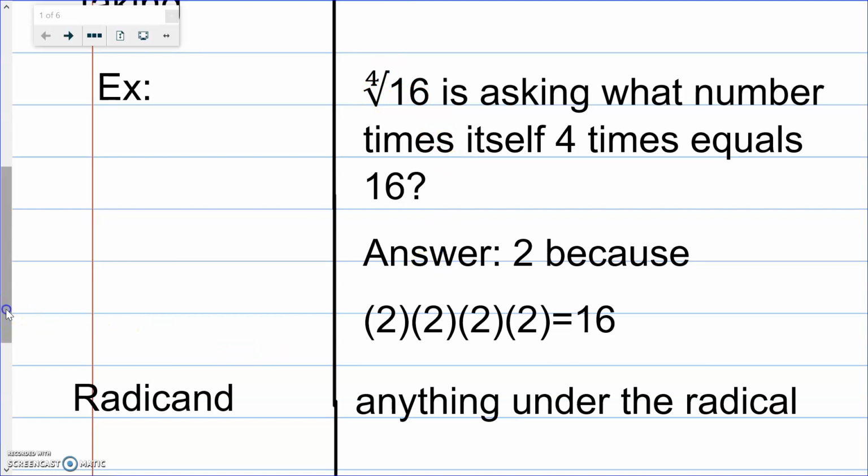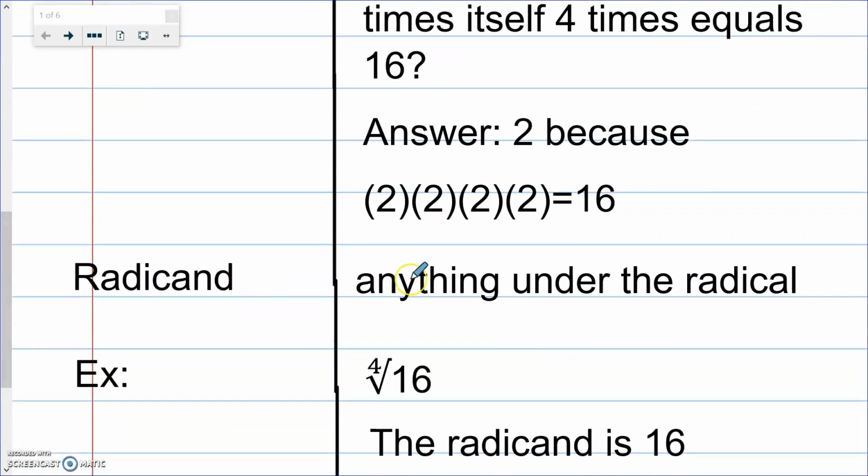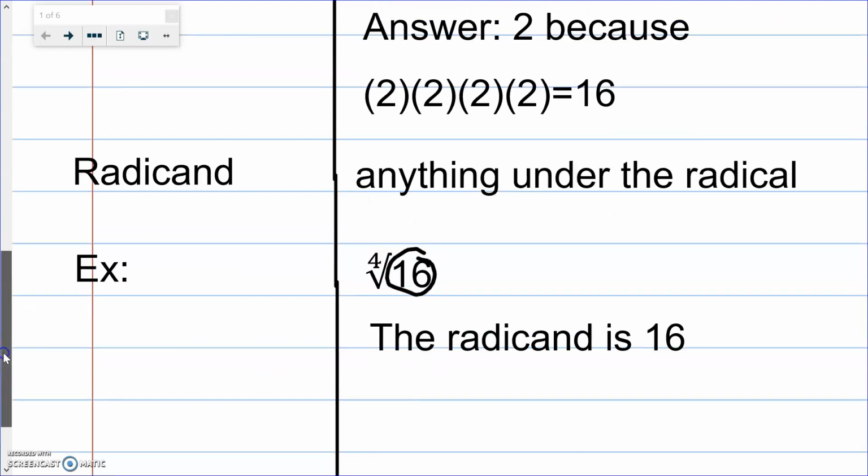The radicand is anything under the radical. So in our example, the fourth root of 16, the radicand is 16. It is this part right here. That is our radicand. It can be a number, it can be a variable, it can be multiple things in there, but it's all the things underneath the radical.